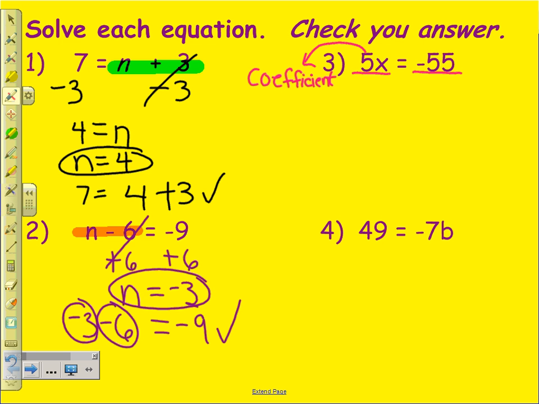Really, you're always dividing by it, but the process you're going to take is a little different if you're dealing with an integer as opposed to a fraction. In this case, we have an integer, so it's really simple. We're just going to divide by 5, or the coefficient, on both sides of the equation.